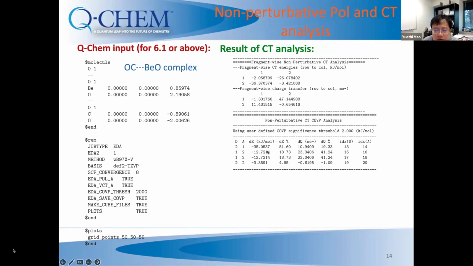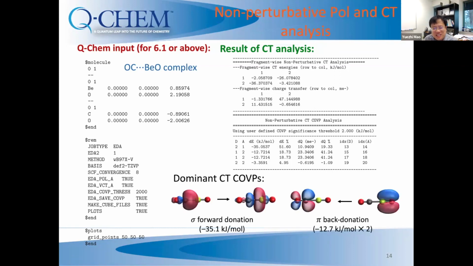Okay, and also we can do a COVP analysis associated with this non-perturbative charge transfer analysis. So here there are 3 most important COVPs based on the energy contributions. The first one corresponds to the sigma forward donation from the lone pair of CO to an empty orbital of the beryllium, and there are 2 pi back donations corresponding to this, and I'm just plotting one of them.